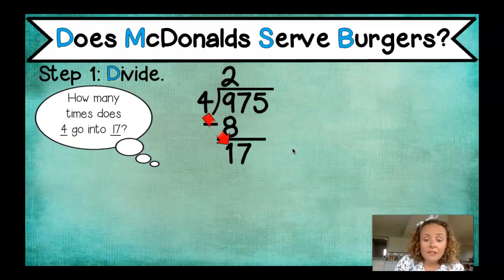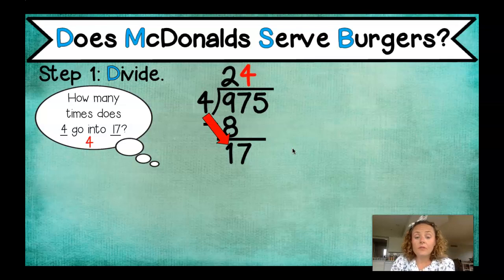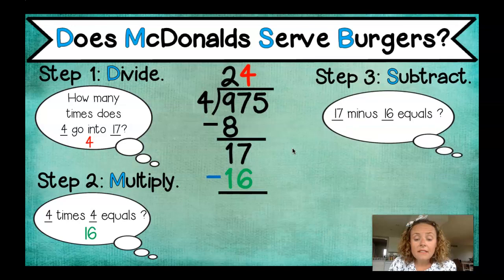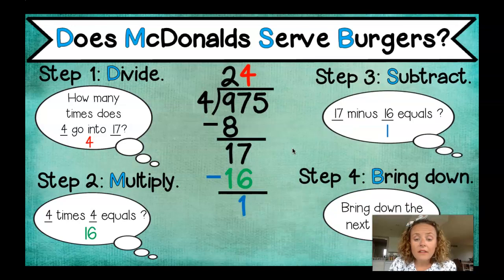And we start the process all over again. How many 4s fit into 17? Well, 5 4s is 20 and 4 4s is 16. So 4 4s fit in 17. We multiply. 4 times 4 is 16. We subtract. 17 minus 16 is 1. Bring down that 5. Start it all over again.